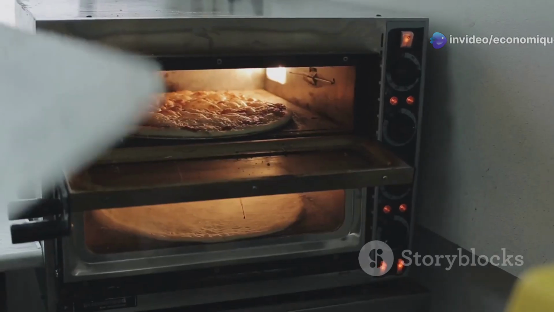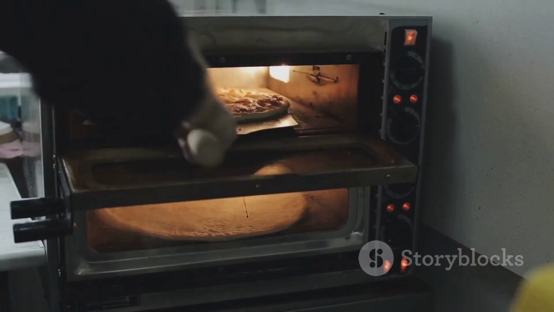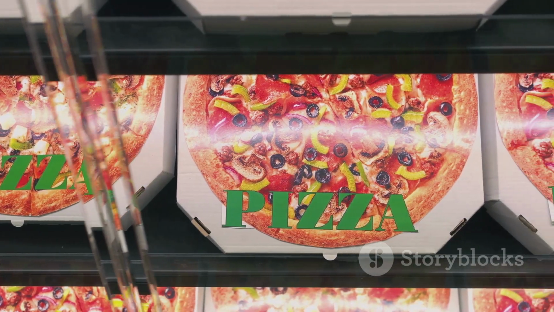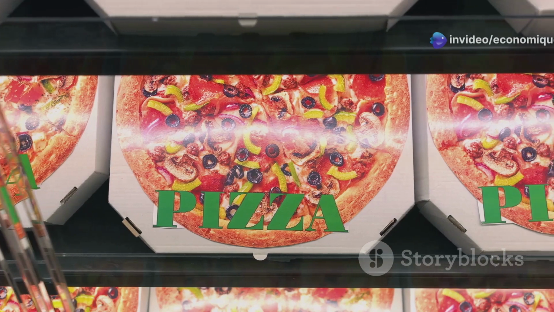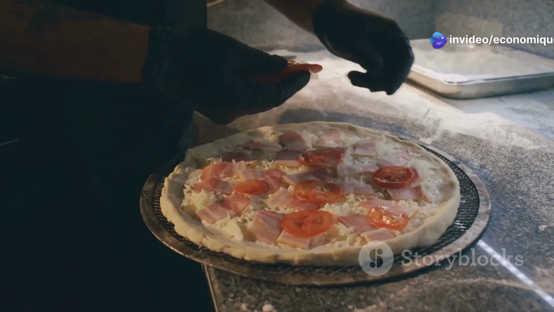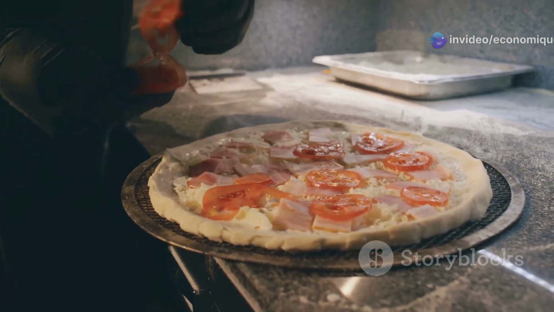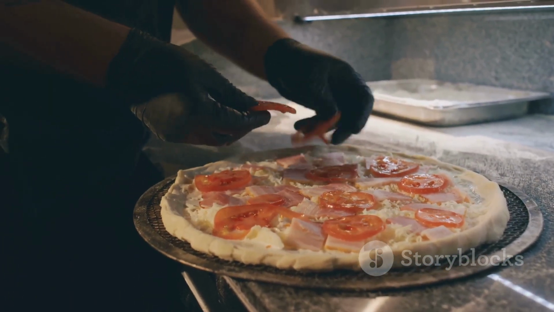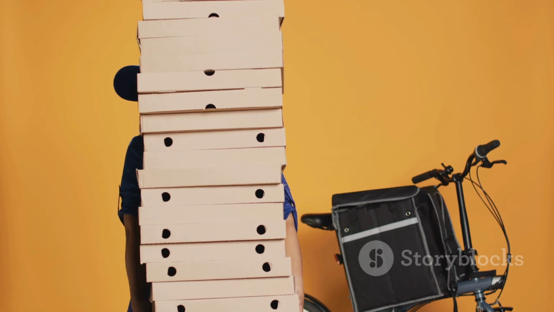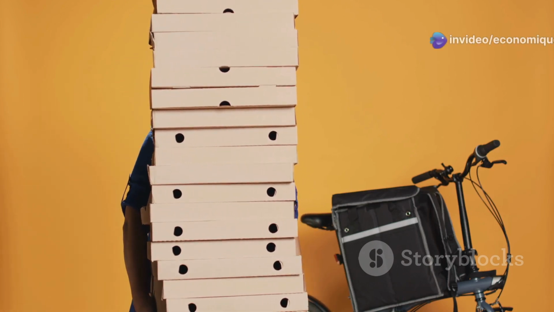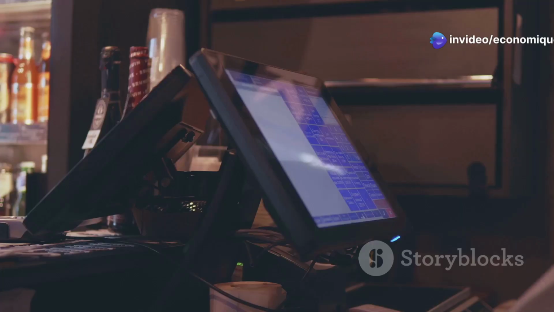Suppose a new technology is developed that reduces the cost of producing pizzas. As a result, pizza makers can sell their pizzas at a lower price, say $8 instead of $10. This price decrease doesn't happen because people suddenly want more pizzas, but because the cost of making pizzas has gone down. At this new, lower price, you and your neighbors are likely to buy more pizzas than you did when they cost $10.